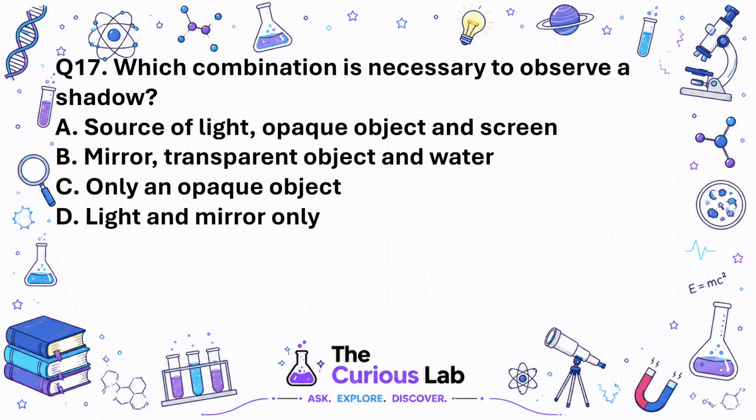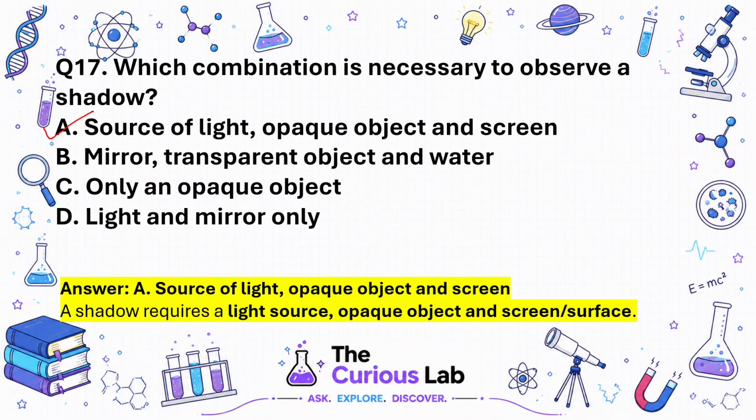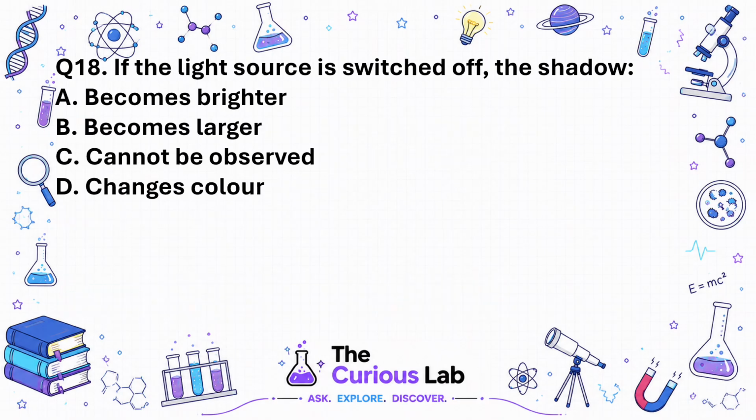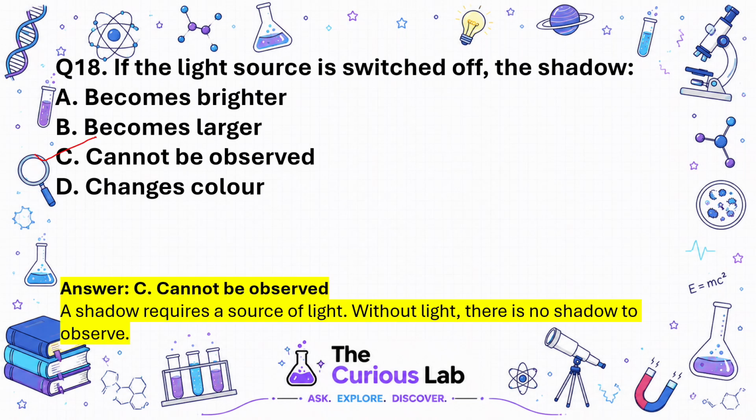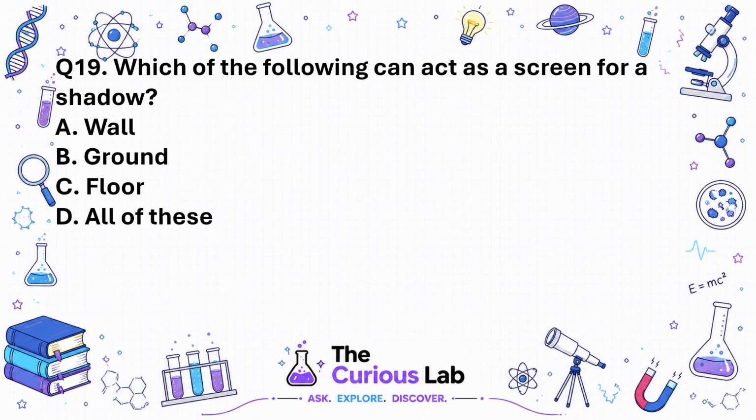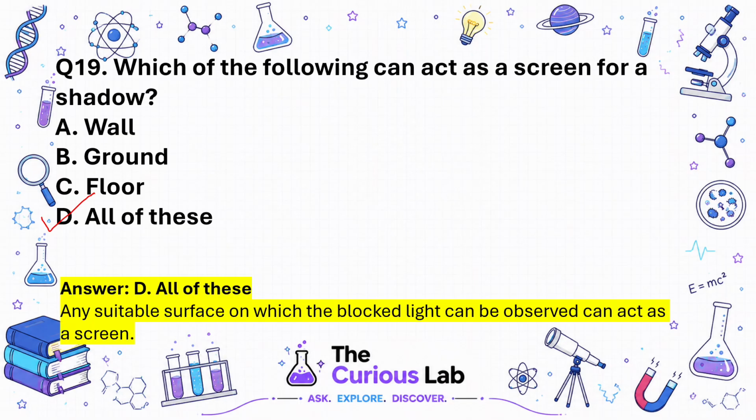Which combination is necessary to observe a shadow? What are the requirements for shadow? Source of light, opaque object, and a screen. If the light source is switched off, the shadow cannot be observed because if there is no light, nothing can be blocked. Which of the following can act as a screen for a shadow? Wall, ground, floor. The answer is all of these. All of them can act as a screen.